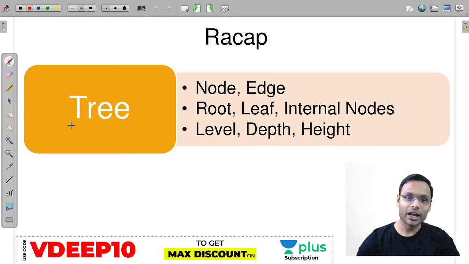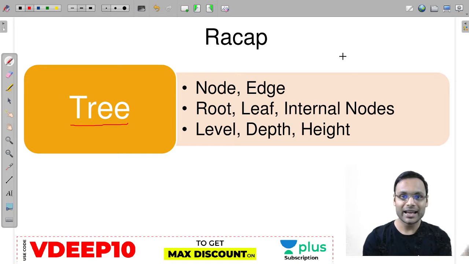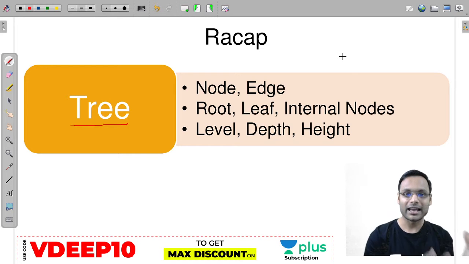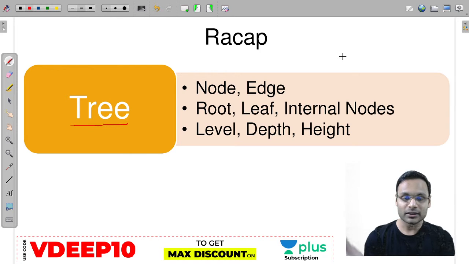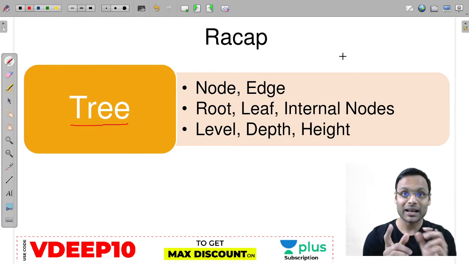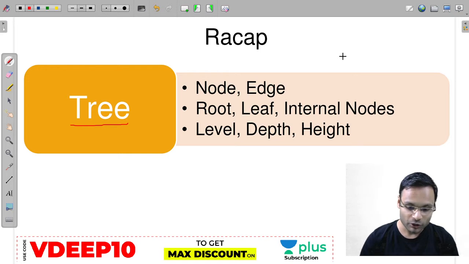So yesterday I talked about basic things of the tree. What is a tree, what is a node, edge, root, leaf, internal node, external nodes, and what are levels, depth and height, and based on that we have solved some questions. Parenthesis representation of tree we have seen already.